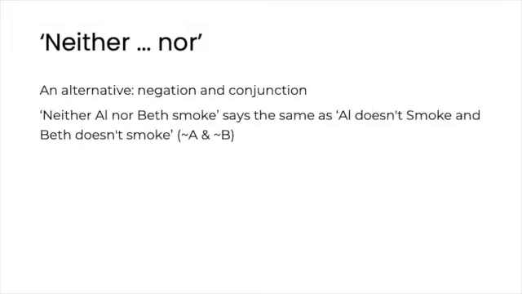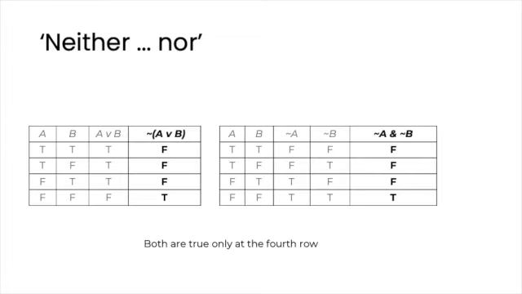Notice that we could also have represented this by using negation and conjunction. So saying that neither Al nor Beth smoke is the same as saying that Al doesn't smoke and Beth doesn't smoke. You can see then that tilde over A V B and tilde A ampersand tilde B have exactly the same truth table, which means that they are true in exactly the same circumstances. So this is also an acceptable translation of sentence 19. It's just that the one involving negation and disjunction is more standard.